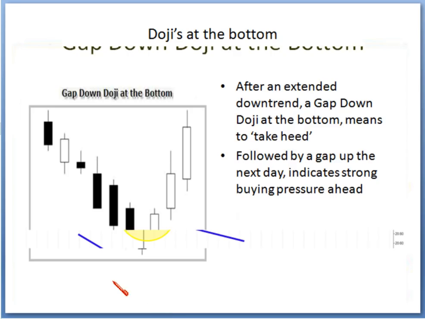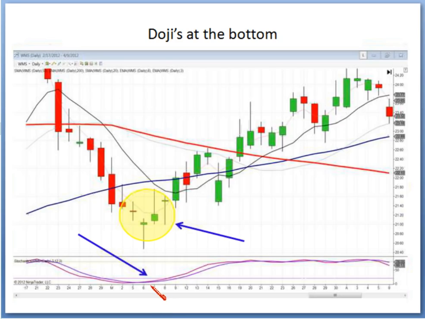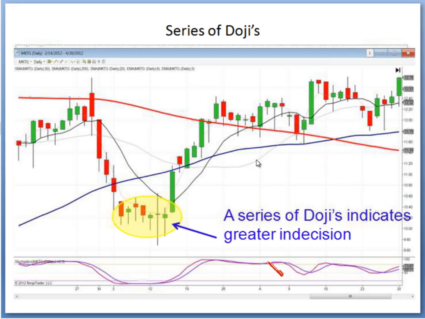So anytime you start seeing dojis in the oversold area, that just pretty much tells you there's indecision going on. Get ready for that new decision. And if one doji means indecision, a series of doji means greater indecision. We're looking for which way they're taking that decision, which because we're in the oversold area, the probabilities are pretty strong it's going to be this way.